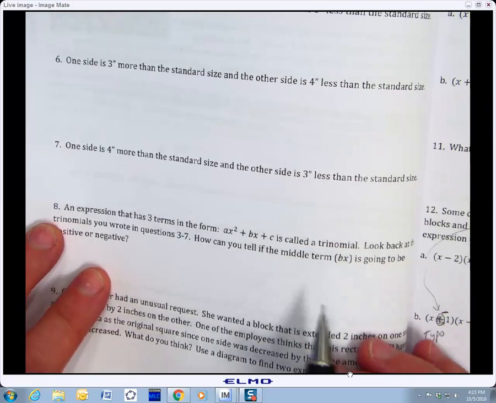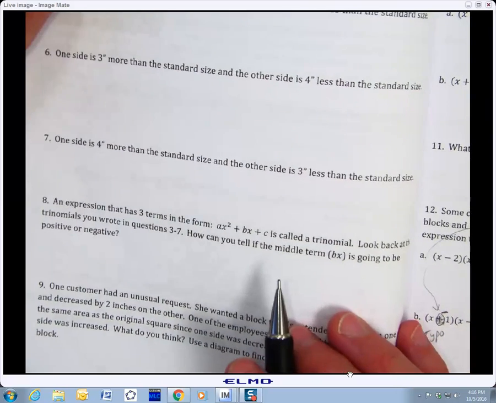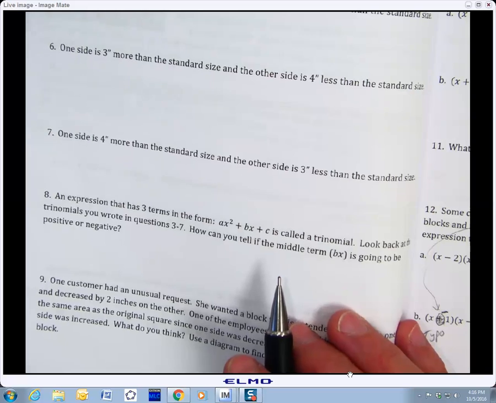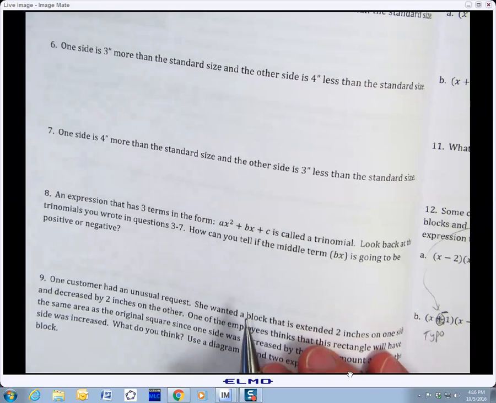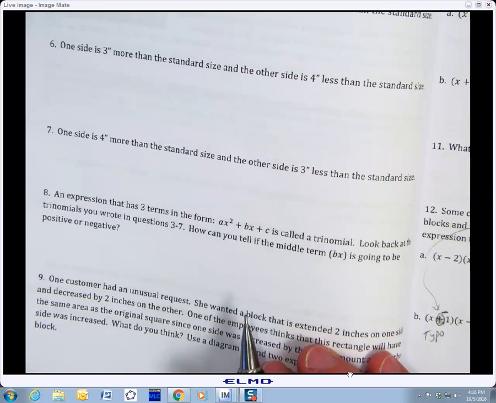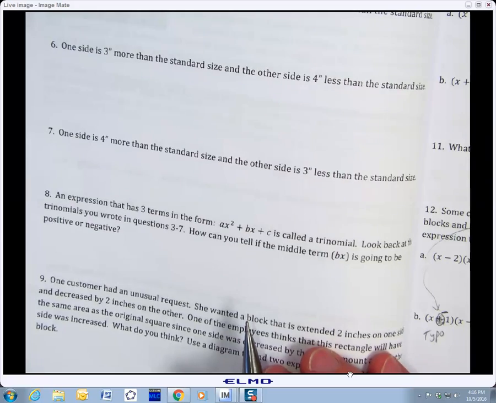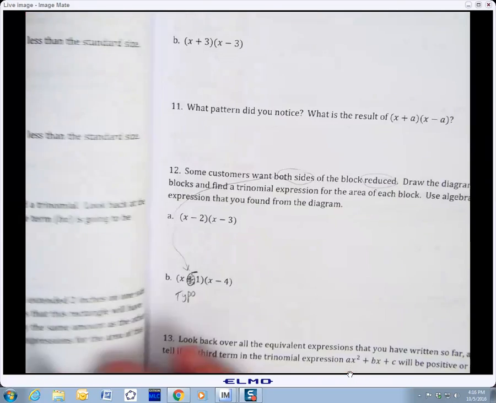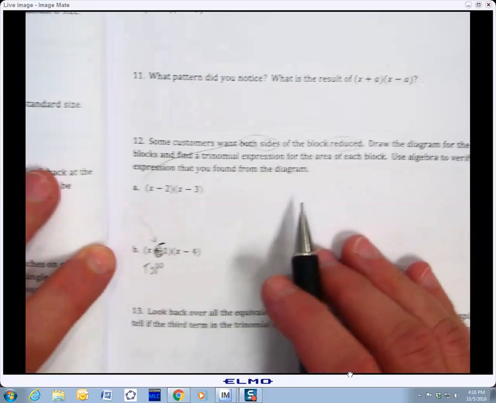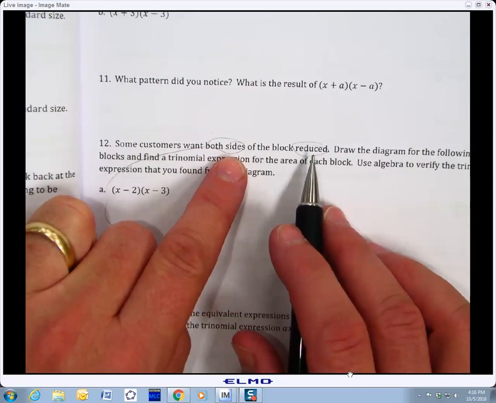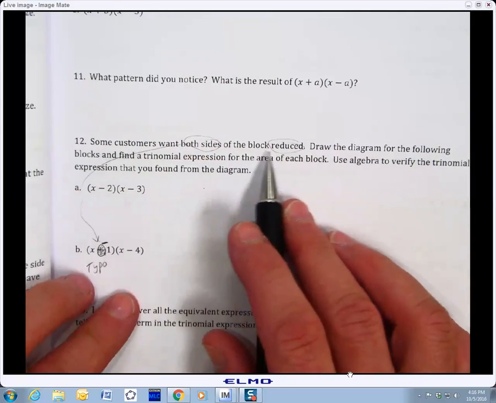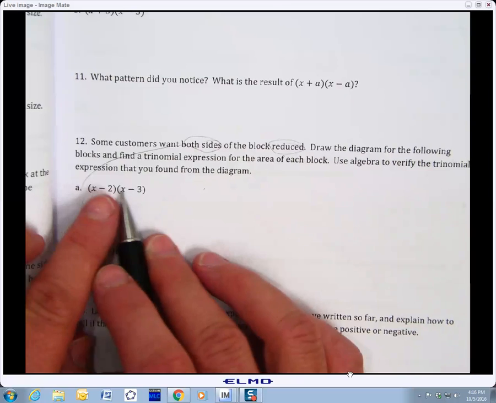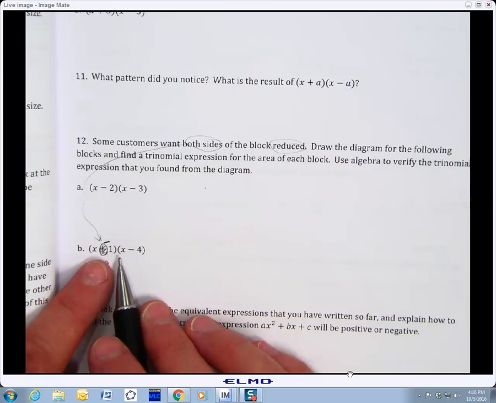All right. So at this point, I think what we're going to have you do is jump ahead to number 12. I just need to point out there's a typo. When you get to number 12, they said the right thing up here. It says some customers want both sides of the block reduced, which means subtract and subtract. But then for part B, they left it as an add and a subtract. So I'd like you to change that one.